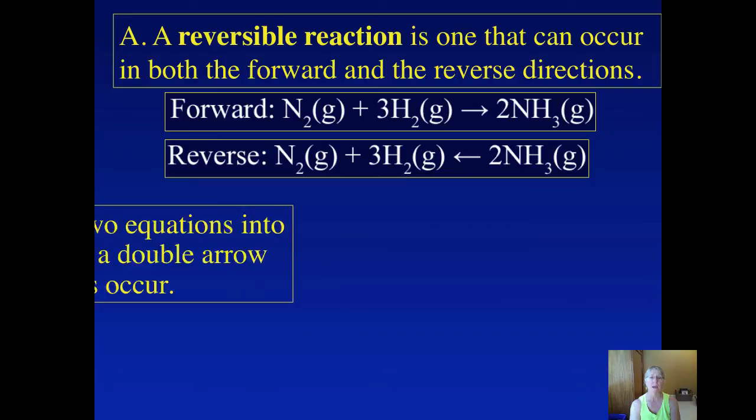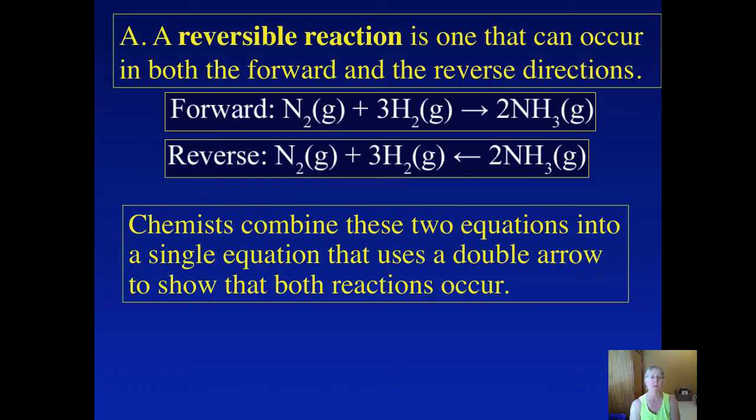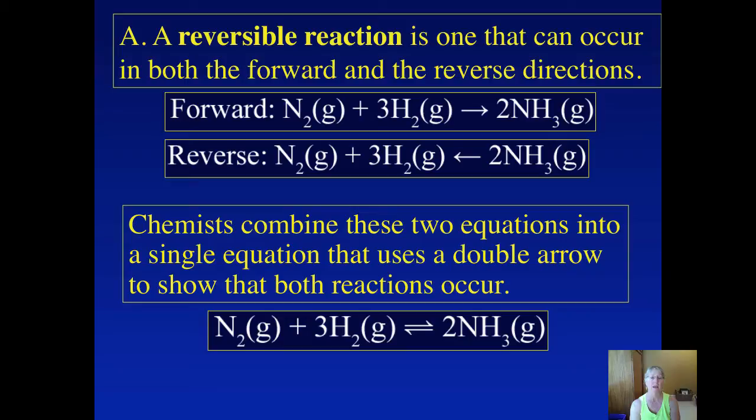Now, rather than writing these two equations, chemists will combine them and use a double arrow in between the two to show that both reactions are possible. And that is an example of a reversible equation or reaction. Which direction it goes, we're going to focus on in the lab and also when we study Le Chatelier's principle. But for right now, let's understand.